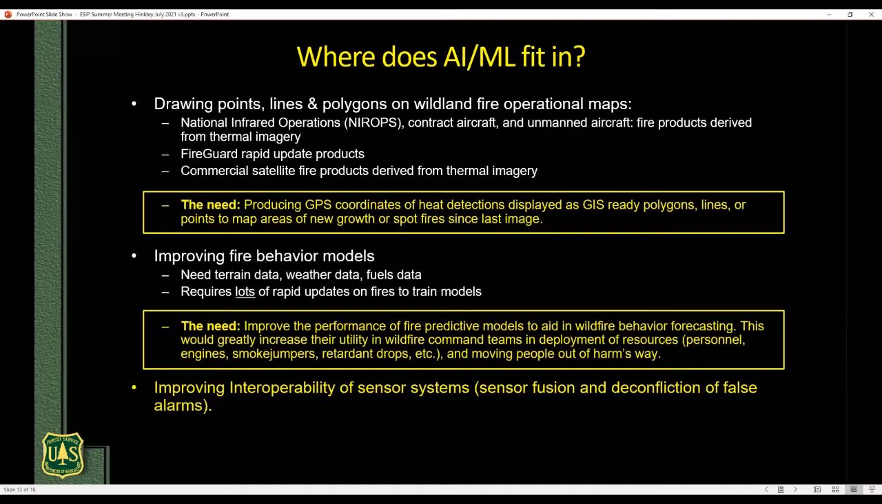Another thing that we're looking at is the improving of the interoperability of sensor systems, sensor fusion, and the deconfliction of false alarms. False alarms is toxic to us. We don't want to be telling people that there's a fire out there that isn't, and we don't want to miss fires either. So having multiple sensor systems looking at the same piece of ground, being able to confer and validate that what they see is a fire and the other sensor says, I see that as well, that's really important. If you have a high false alarm rate, say anything over 5 or 7%, the people that are getting that data are not going to trust it.